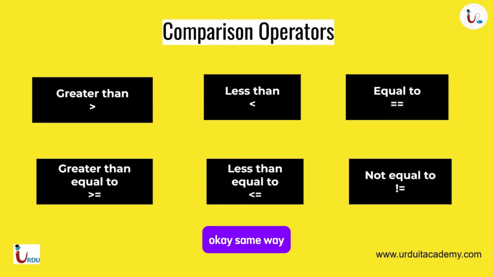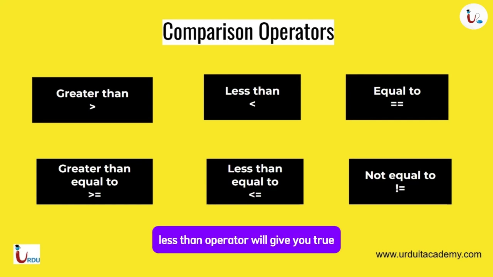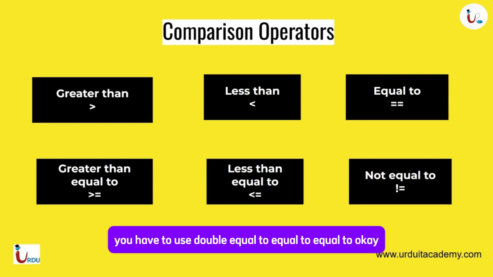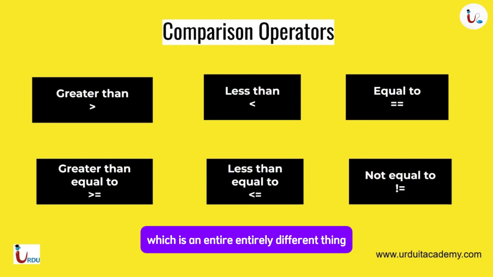In the same way, the less than operator will give you true if the left operand is less than the right one. And the equal to operator will give you true if both the operands are equal. Remember, you have to use double equal to, because single equal to is an assignment operator, which is an entirely different thing.